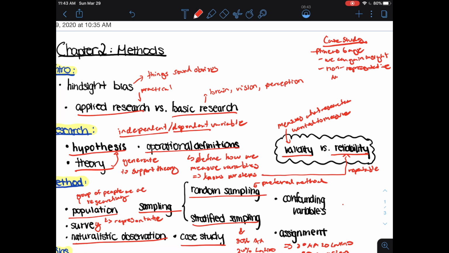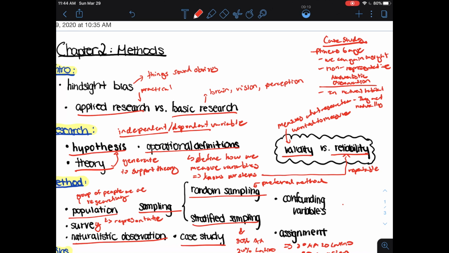So naturalistic observation is where we look at a person or animal in their natural habitat. The benefits of this type of research is that they act completely naturally. In comparison to if they were in a lab and being asked to do all sorts of tests, you might not get their most normal behavior.